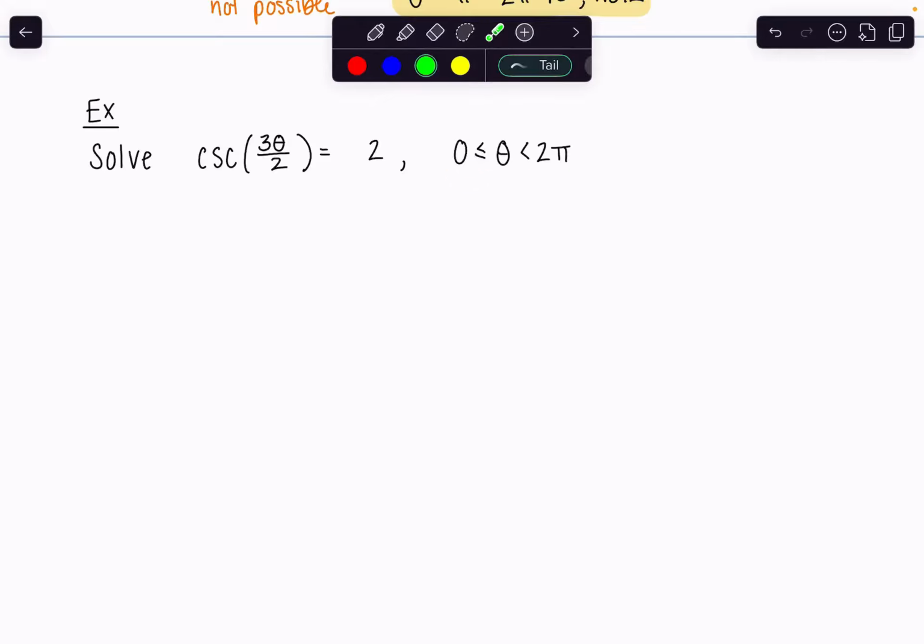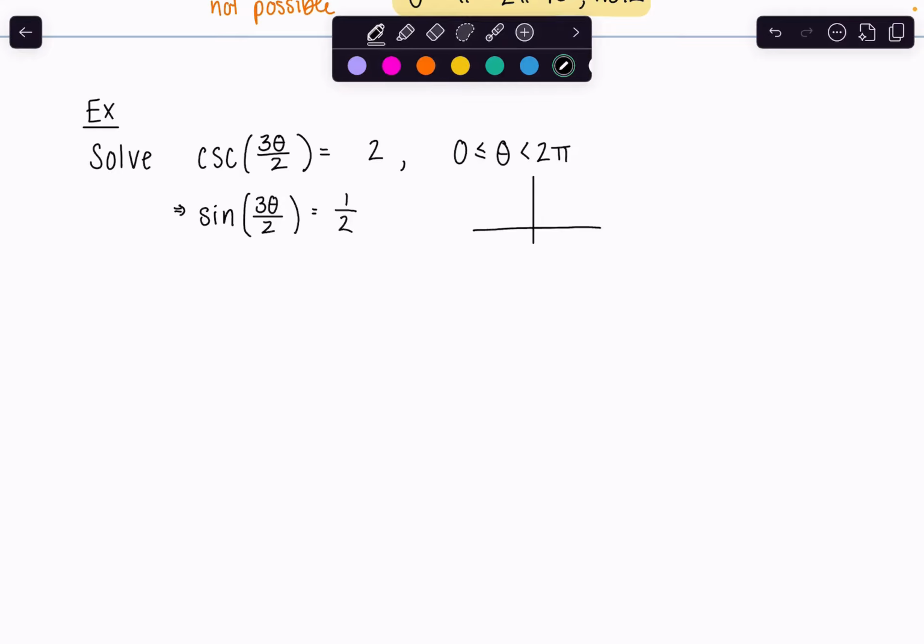Okay? To begin with, though, I definitely hate dealing with cosecant. So instead, I'm going to turn this. This is the same thing as asking, where does sine of 3 theta over 2 equal the reciprocal, which is a half, okay? So I'm going to ignore the fact that I have an expression in here if I'm thinking about the angle that needs to be on the inside. For sine to equal a half, the inside has to be pi over 6 or 5 pi over 6.